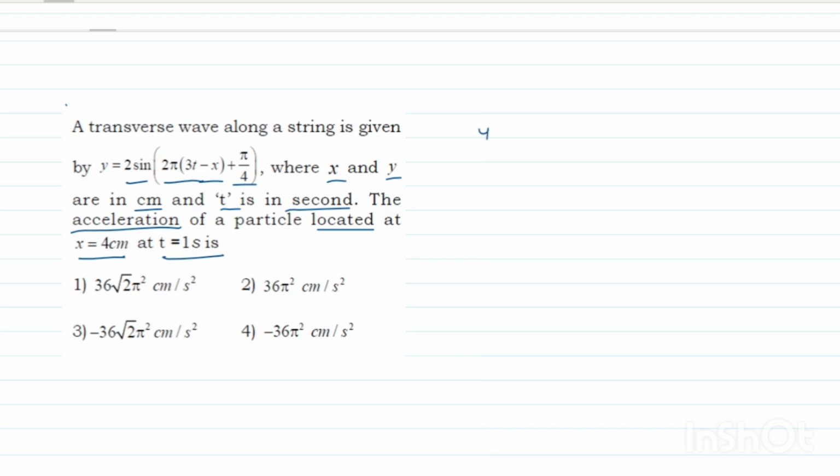So here the equation is given as y equals 2 into sine. You just take the 2 pi inside, into 3t, which is nothing but 6 pi t, minus 2 pi into x, so this is 2 pi x, plus pi by 4. This is the displacement.